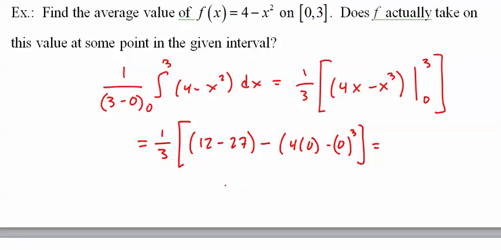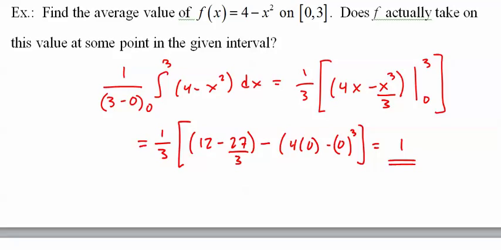We get 12 minus 27 is negative 25. Something's bothering me here. Oh, I forgot the third. I did the antiderivative wrong. Okay. 12 minus 9 is 3. Divided by 3 is 1. So that's the average area.